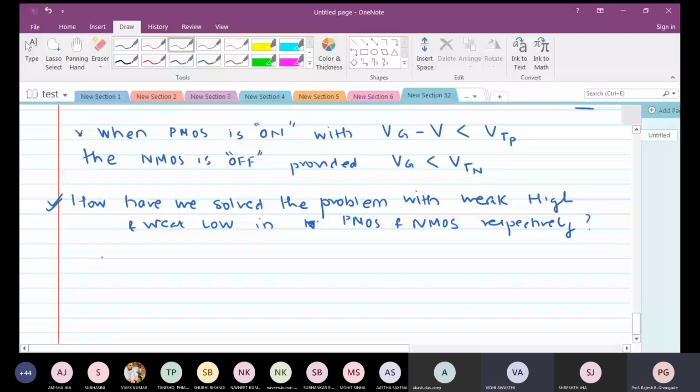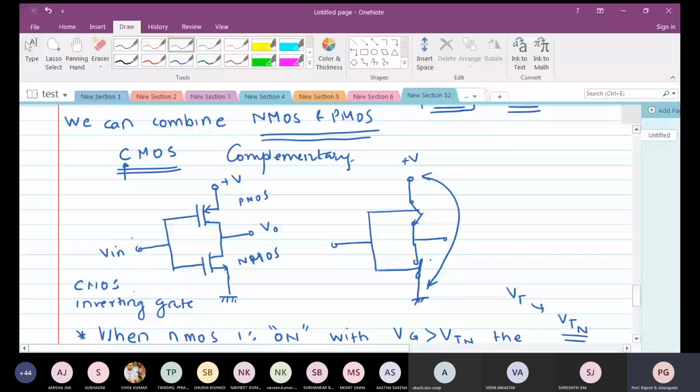What about the second problem? Power dissipation. Again, there will be no power dissipation because there is no current flowing. When input is 0 and output is 1, one of the devices is going to be off. This device is going to be off. So there is no direct flow of current from V plus to ground. Since there is no current, there is no question of power dissipation. So we have solved the problem of power dissipation also.